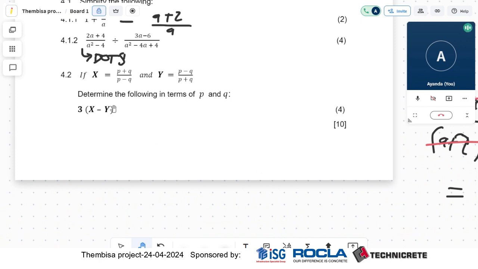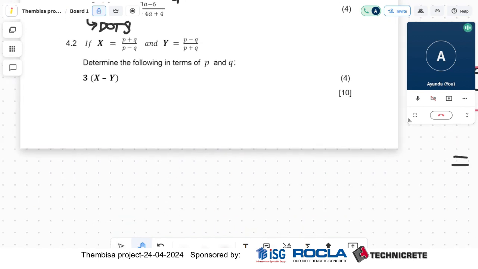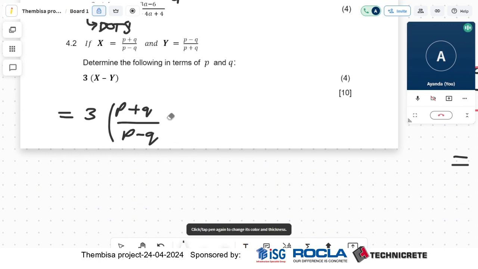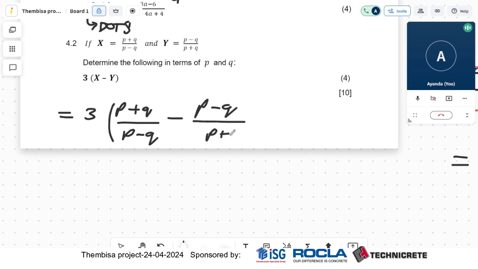4.2. If x is (p + q)/(p − q) and y is (p − q)/(p + q), determine the following in terms of p and q: 3 times (x − y). So this is a bit of a mouthful. Let's start off by substituting. We're going to have 3 times x, which is (p + q)/(p − q). Don't close our bracket yet. Minus y, which is (p − q)/(p + q).